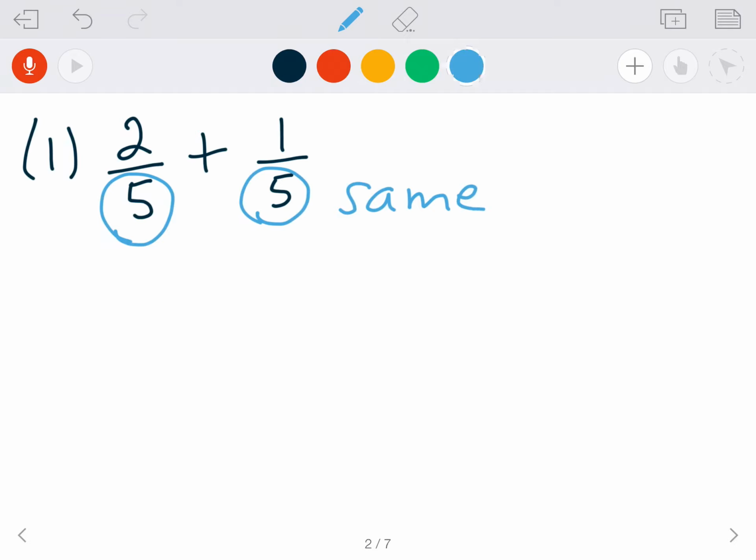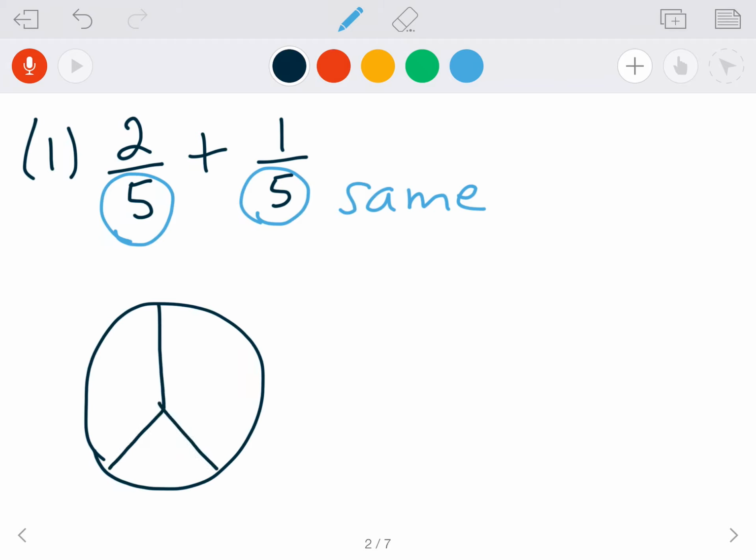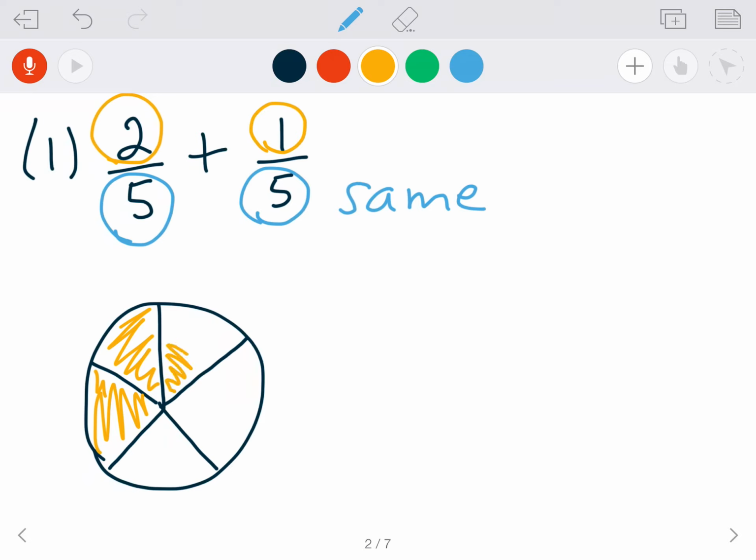Now I taught in class that if we imagine a circle with 5 equal parts, like this, we can think about coloring in these parts. So the numerator of the first fraction is 2, so I'm going to color in 2 of the pieces, any 2. The numerator of the second fraction is 1. So I will color in 1 additional piece of the circle.